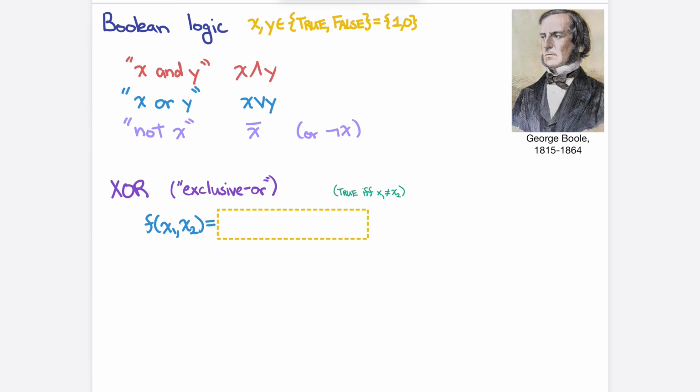So that means the XOR of x1 and x2 should return true only if exactly one of them is true. If they're both true, you should return false. If they're both false, you should return false. Any ideas?